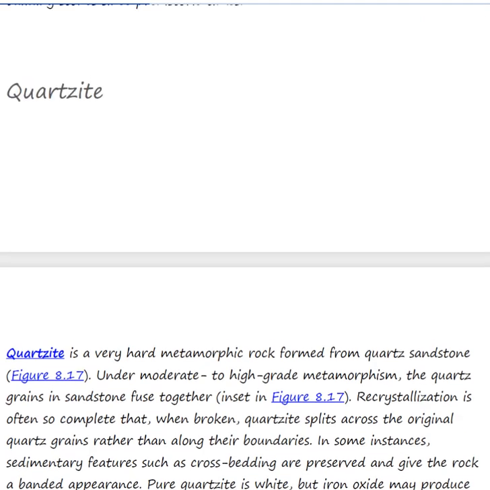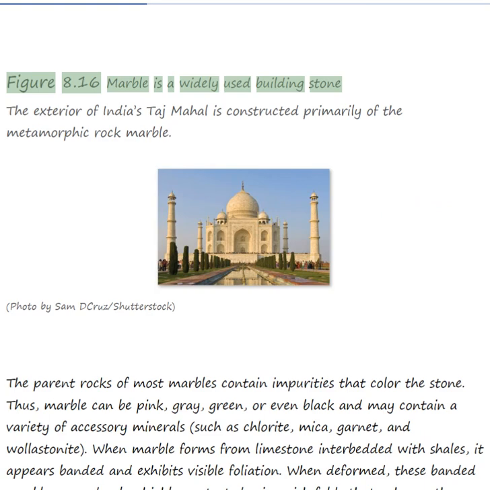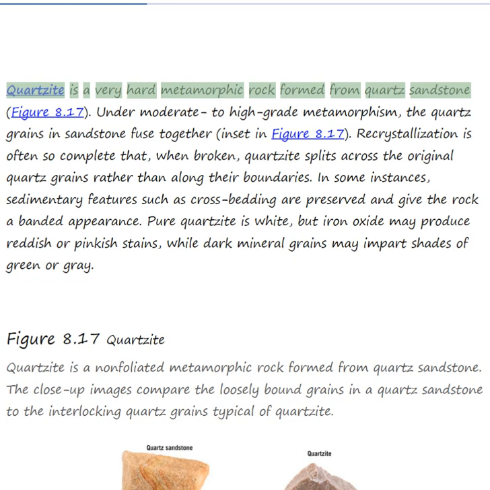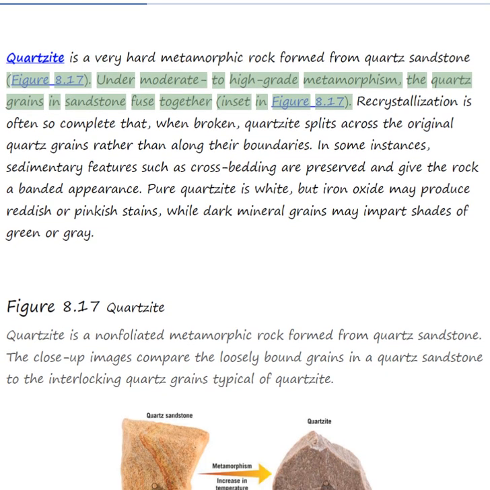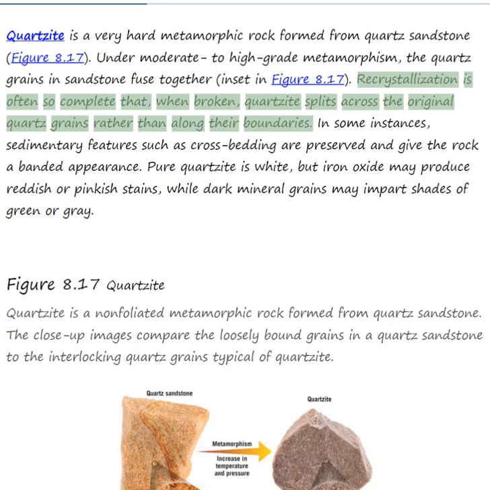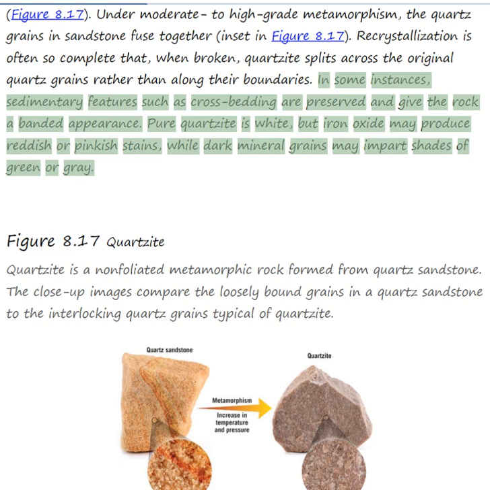Quartzite. Figure 8.16 Marble is a widely used building stone. Quartzite is a very hard metamorphic rock formed from quartz sandstone. Under moderate to high-grade metamorphism, the quartz grains in sandstone fuse together. Recrystallization is often so complete that, when broken, quartzite splits across the original quartz grains rather than along their boundaries. In some instances, sedimentary features such as crossbedding are preserved and give the rock a banded appearance.